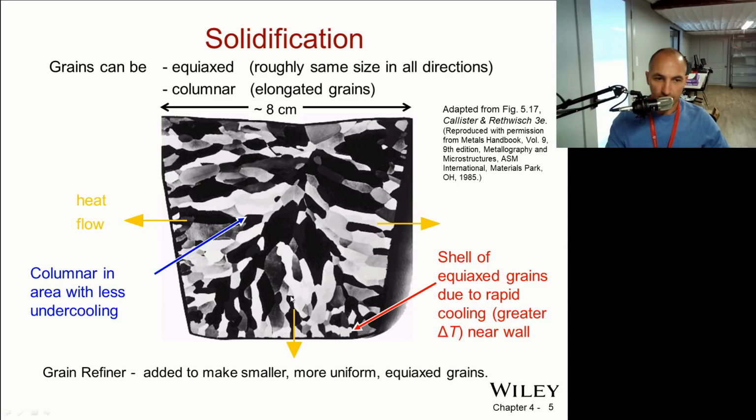And so what you can do here is add a grain refiner to make smaller and more uniform equiaxed grains, and that's just some sort of other material that is used to help the nucleation process and cause the grains to be more consistent throughout.